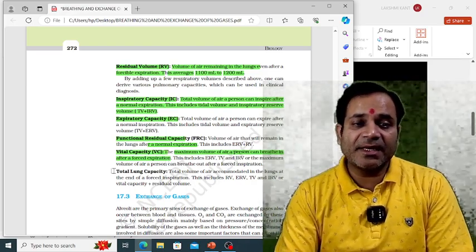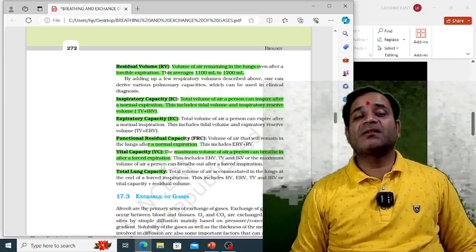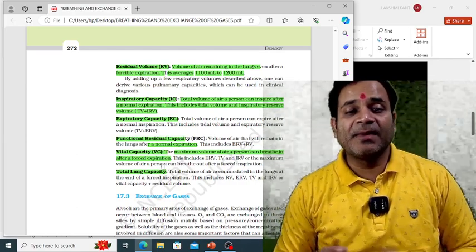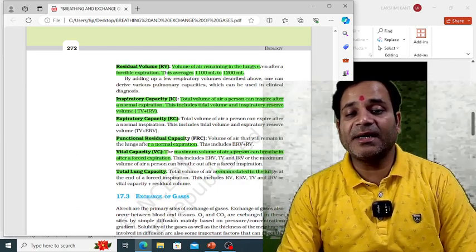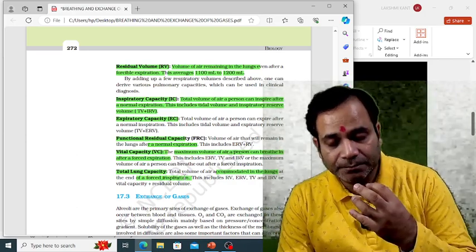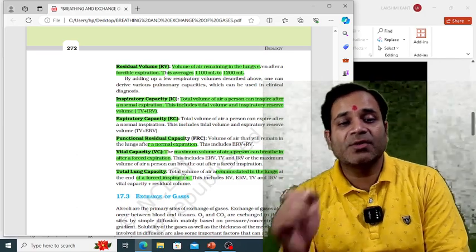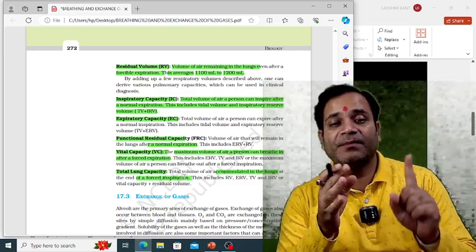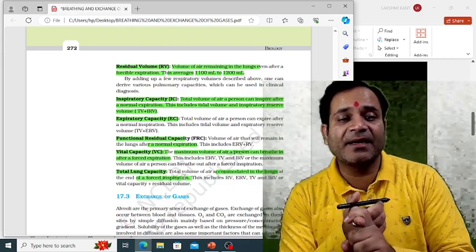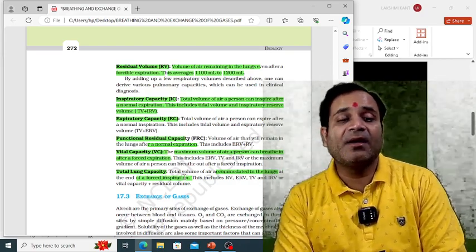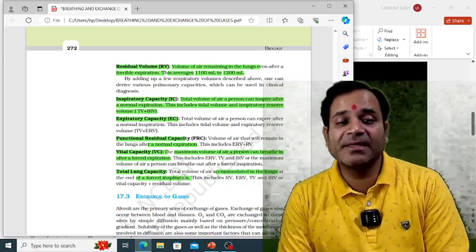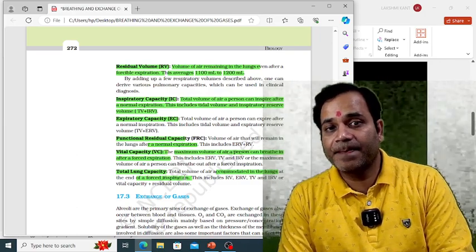Now the last one is total lung capacity. If anybody asks you about the total lung capacity, you say that it is the total volume of air accommodated in the lungs at the end of a forced inspiration. Suppose I am doing a forced inspiration. This includes expiratory reserve volume, tidal volume, and IRV, or the vital capacity, along with the residual volume. So these are all very important things to be noted here. Is that clear?